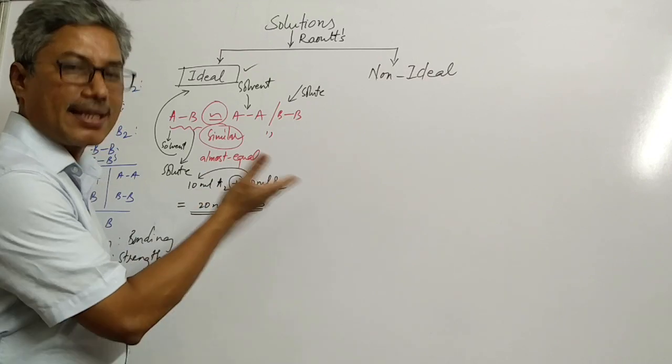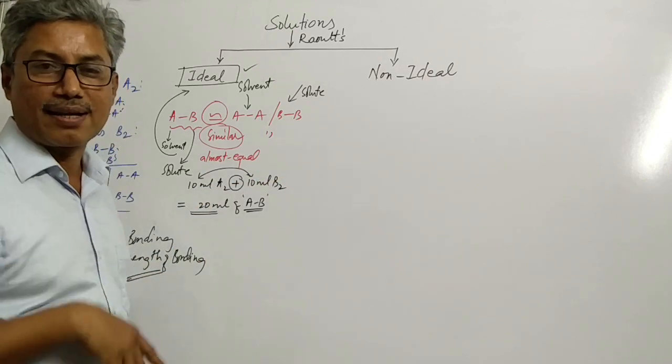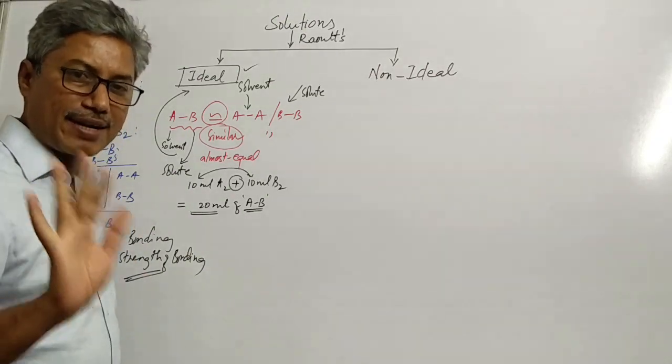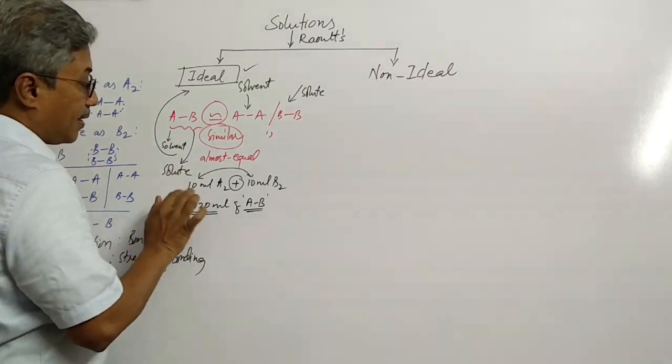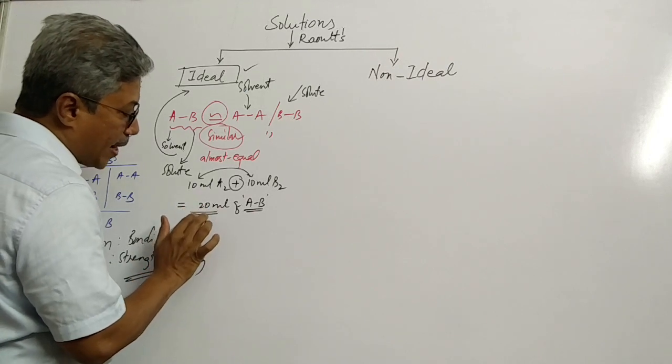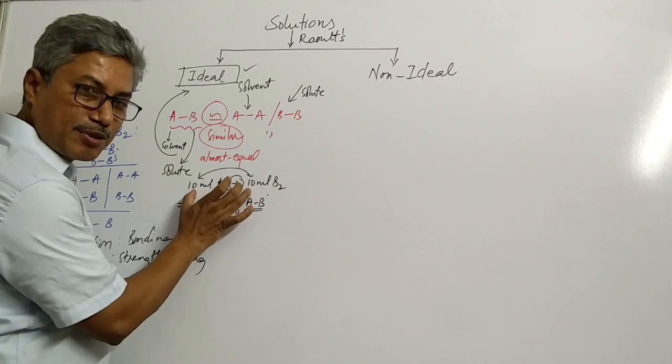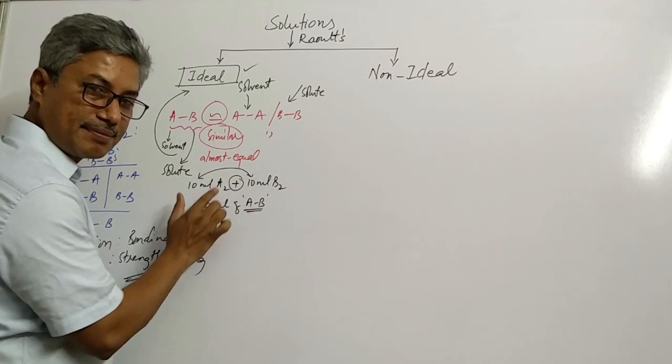10 ml upon mixing with another 10 ml, how much ml will you get? 20 ml, no? This will be the obvious situation, isn't it? But wait. Here, if you get this 20 ml only, this 20 ml is the sum of the two liquids, isn't it? Two volumes of liquid, which is 10 and 10.